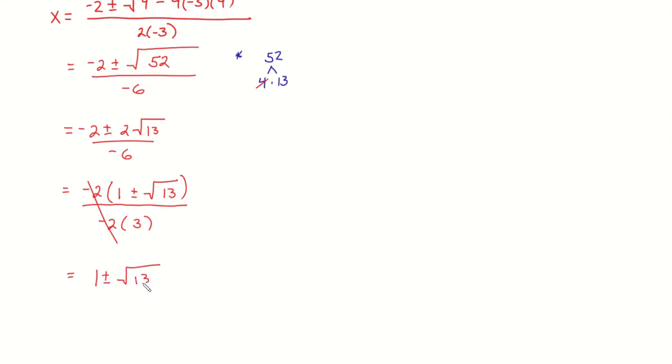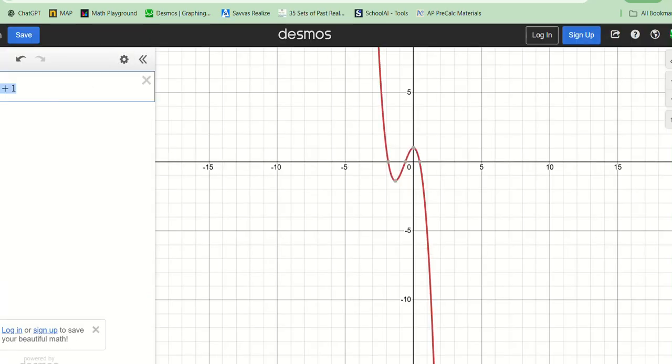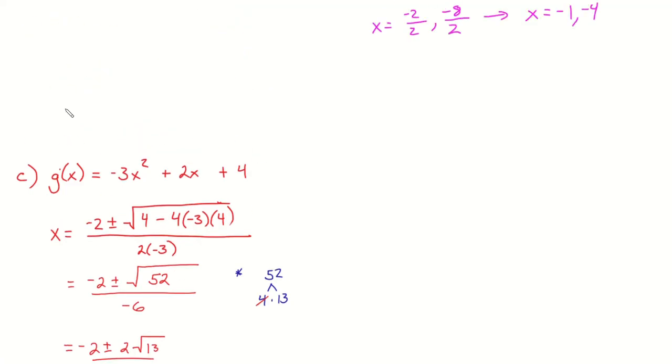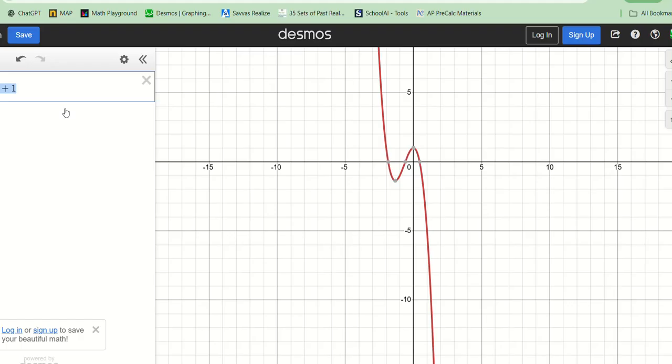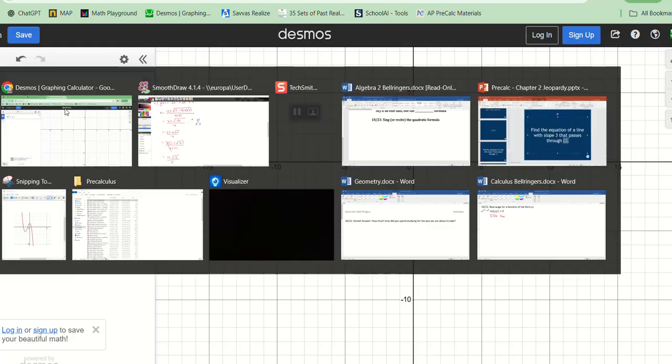Is my answer right now exact or approximate? It is exact. Now, if you were to actually try to graph this function, is this super helpful? No. Somebody with calculators handy, will you let me know what 1 plus root 13 over 3 is and 1 minus root 13 over 3? And I'm going to go ahead and graph this function here. So I'm going to have to scroll up so I can see it. Negative 3x squared plus 2x plus 9 or 4? I'll just scroll up. 4.